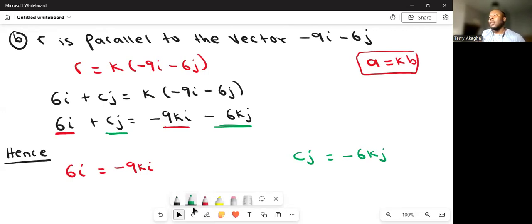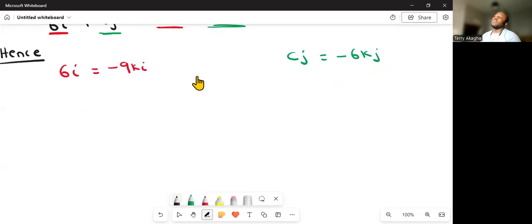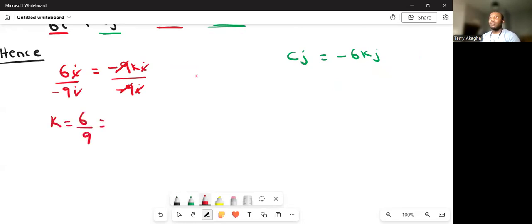All right. So I'm going to solve the i's on the left-hand side first. Then we have to make k the subject of the formula. So we divide both sides by minus 9i. This will cancel that, and that will cancel that. So k will be equal to 6 over minus 9, which is minus 2 over 3. So therefore, k is equal to minus 2 over 3.